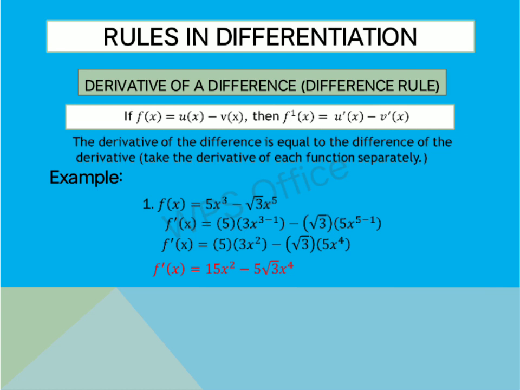Example, f(x) equals 5x cubed minus the square root of 3 times x to the fifth. Evaluate: f'(x) equals 5 times 3x raised to 3 minus 1, minus the square root of 3 times the quantity 5x raised to 5 minus 1. Evaluate again: 5 times the quantity 3x squared minus the square root of 3 times the quantity 5x raised to 4. And the answer is f'(x) equals 15x squared minus 5 square root of 3 x raised to 4.